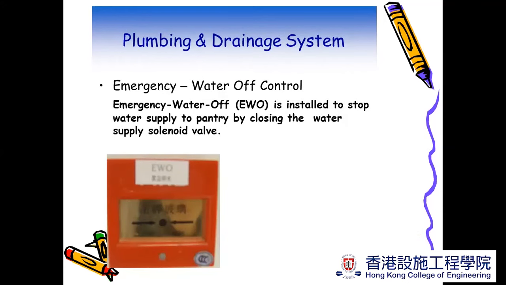Emergency water valve, sometimes we call it EWO, emergency water off. In case there's fresh water leaking, because it's a raised floor, you want to cut off the water, so you can hit this emergency water off valve, EWO. That will turn off all the water supply coming into the area.